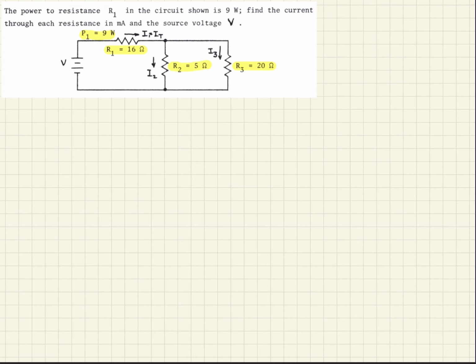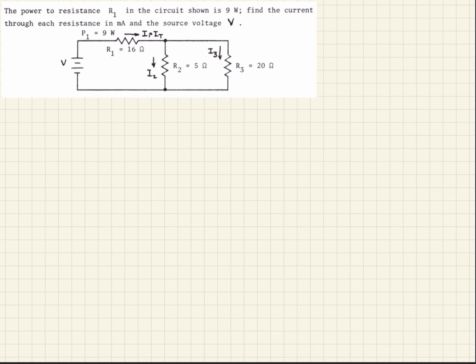So using that information, they're asking us to calculate what the currents are. That's I1, I2, and I3 respectively for R1, R2, R3. And then once we have that, they're asking us to find the magnitude of the voltage source. So we should have enough information to do that. Let's take a look to see how this would be done.